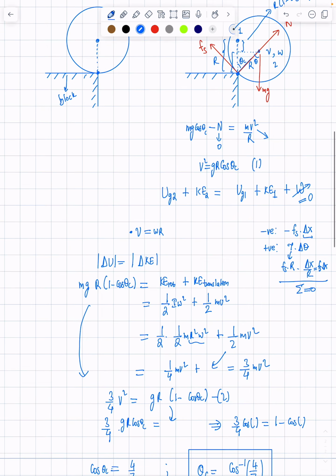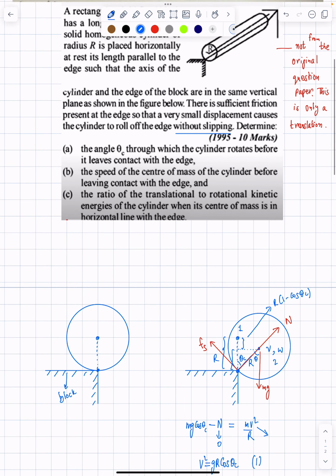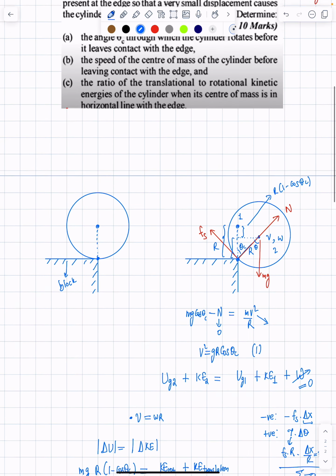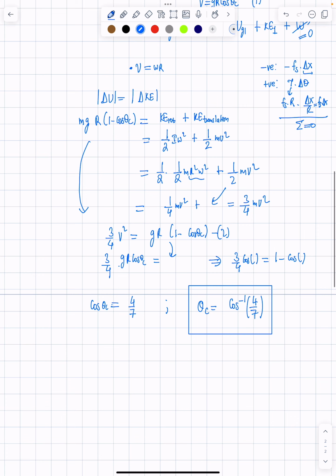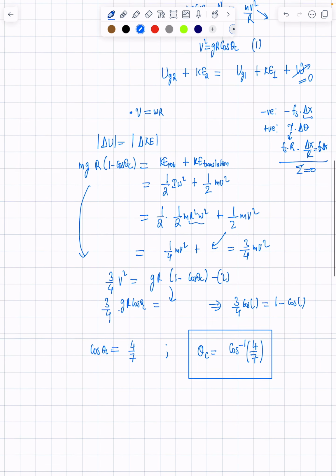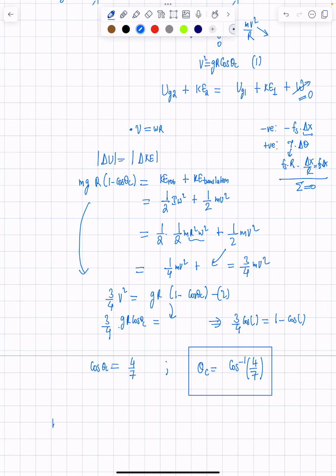Okay, so let's go to part B, the speed of the center of mass of the cylinder before leaving contact with the edge. So it's asking for the velocity v at this same time point. That's straightforward. We can use one of the two equations. So v square is equal to gr cos theta c, so it's 4gr over 7. So yeah, v is the square root of 4gr over 7. So this is straightforward.